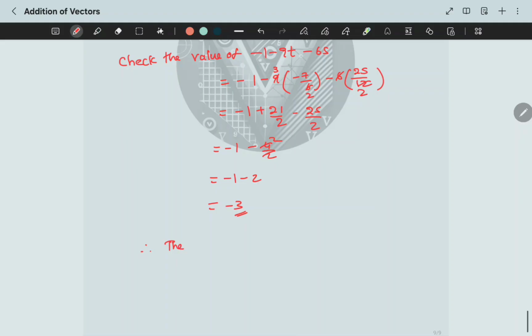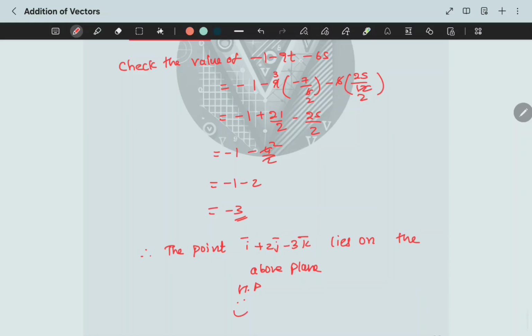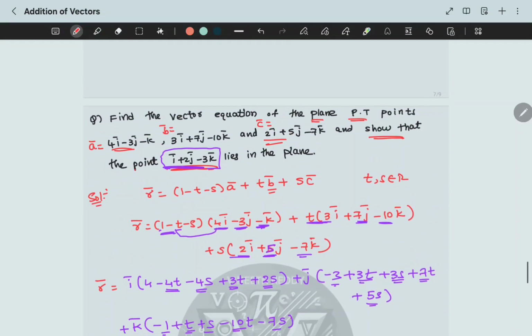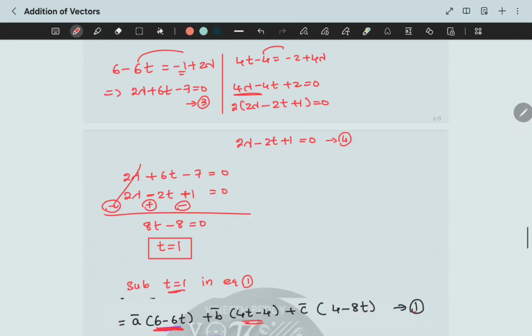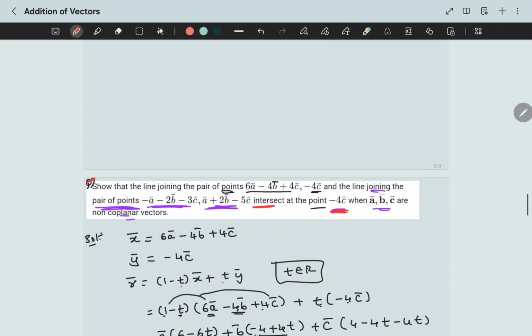Therefore, the point i plus 2j minus 3k lies on the above plane. This is the confirmation. Hence proved. So dear students, there are questions similar to this question and this question which are important. I would recommend all of you to kindly solve those questions also, so that you don't miss any mark from this topic, addition of vectors.